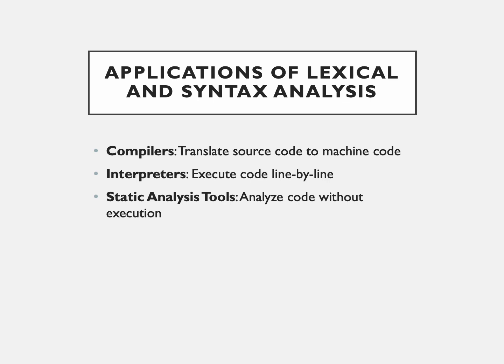Then, interpreters execute source code line by line. They use lexical and syntax analysis to identify tokens and validate the syntax before executing each line. For example, Python interpreters analyze the structure of a statement like x equal to 5 plus 3 before calculating the result.